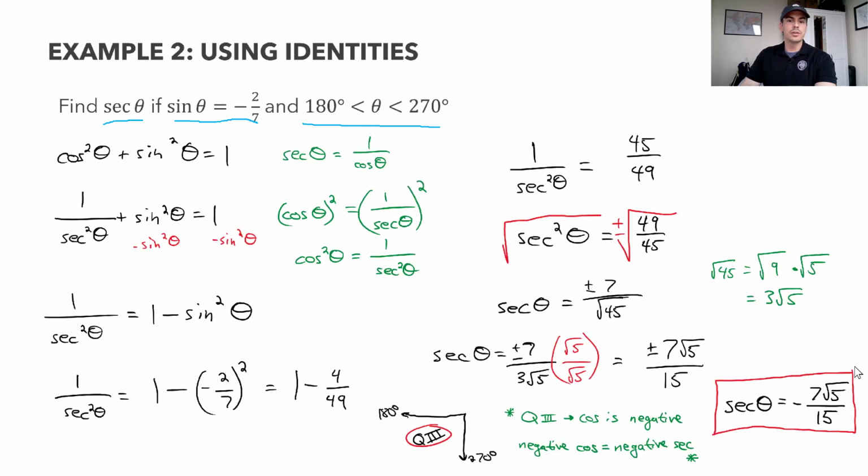Okay, here's the process, and hopefully you got that secant theta is equal to negative 7 root 5 over 15. Don't forget to simplify these fractions as much as possible and never leaving a radical in the denominator.